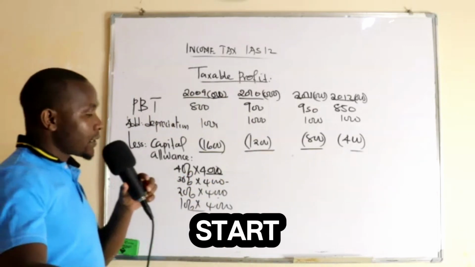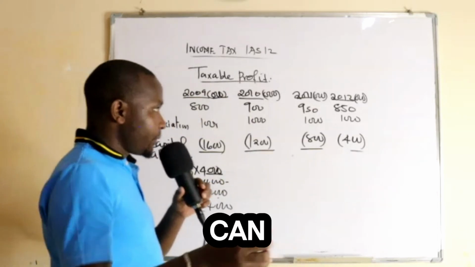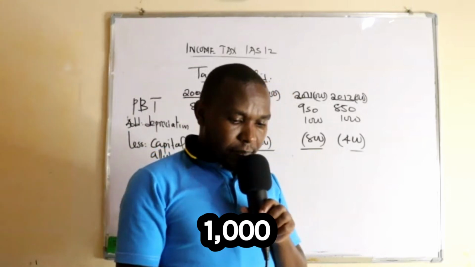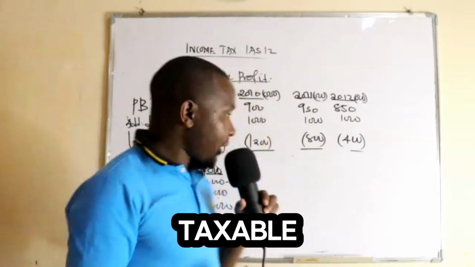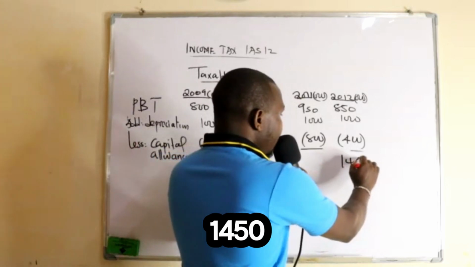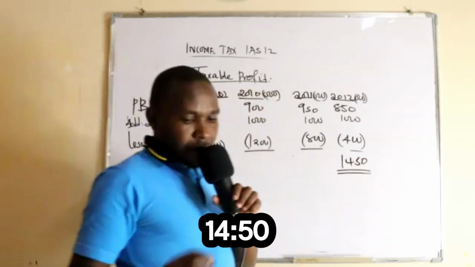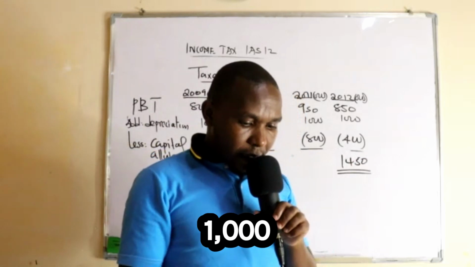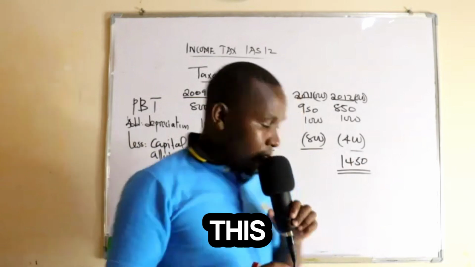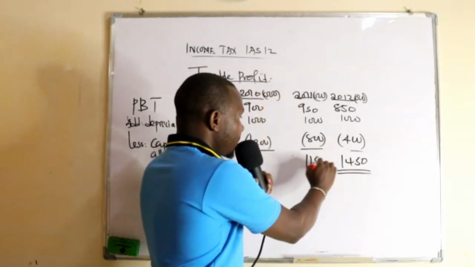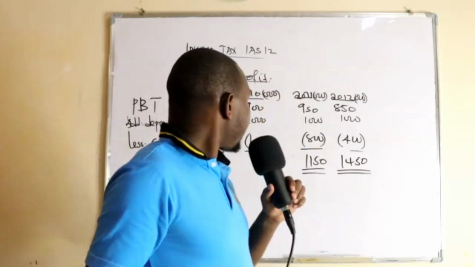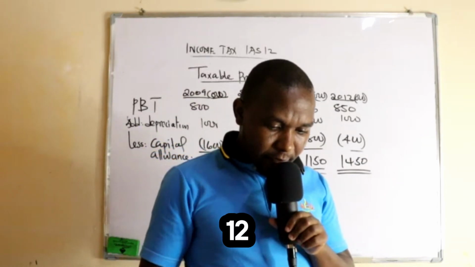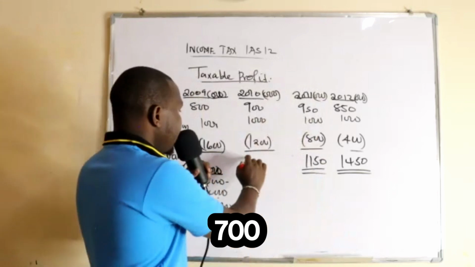So let's get to the taxable profit. You can start with the 2,850 plus 1,000 minus 400. So the taxable profit here is 1,450. The next one is 950 plus 1,000 minus 800. This one is 1,150. 900 plus 1,000 minus 1,200. This one is 700.